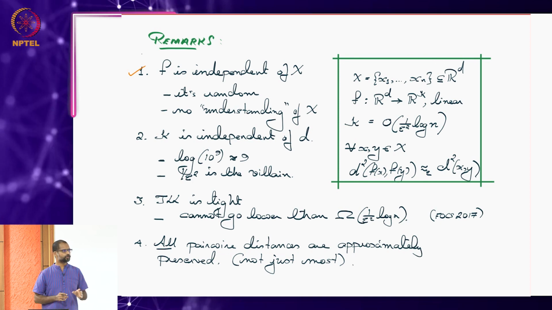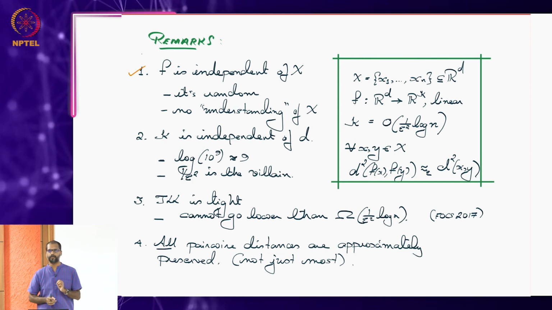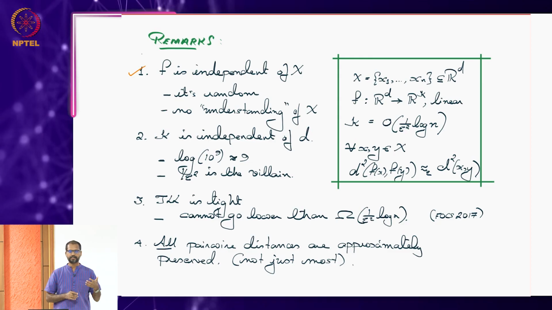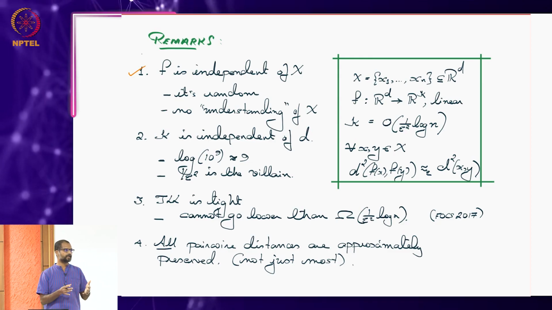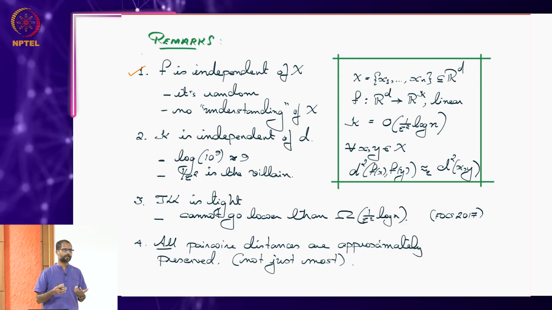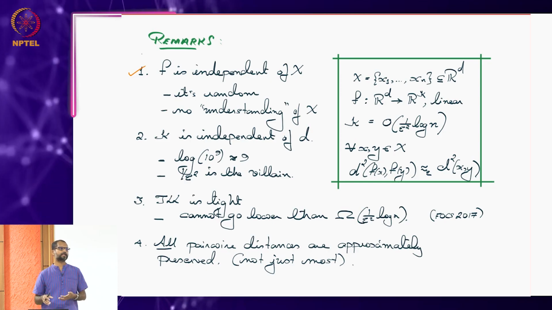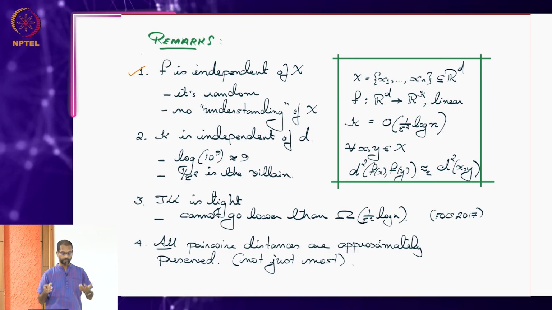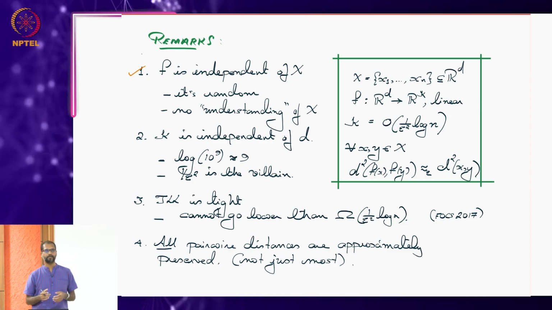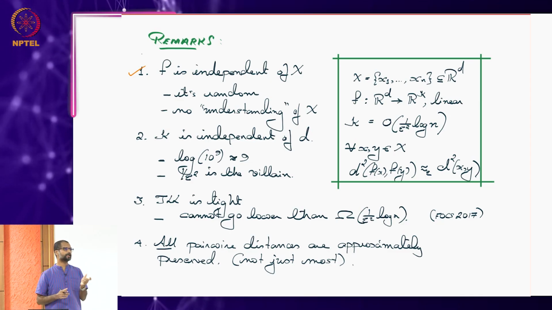What is going to hit you most of the time is the accuracy that you demand, because even if you can tolerate 10% error, that is saying you can tolerate an epsilon of 0.1, that still would mean 1 by epsilon squared will be like 100, right. So, that is still going to be the dominant term.